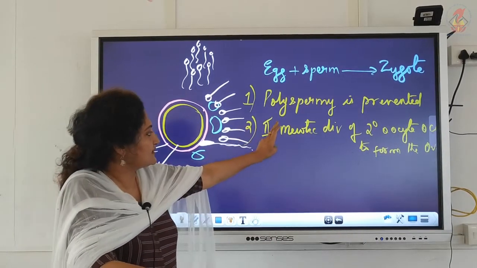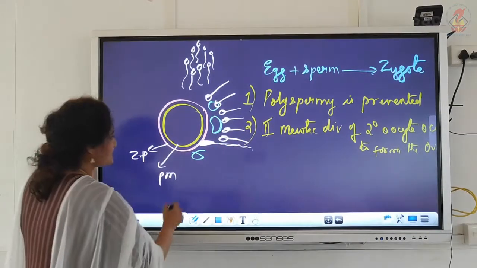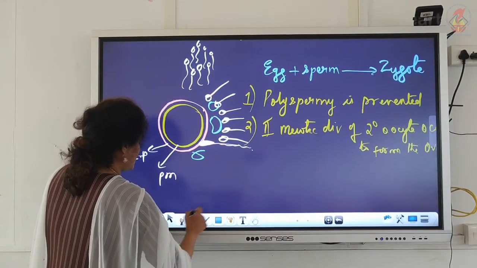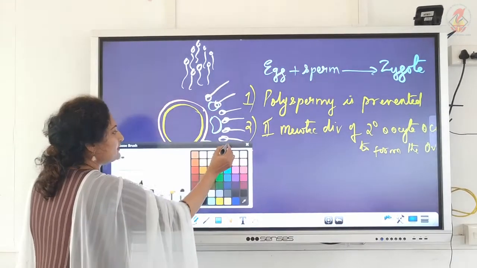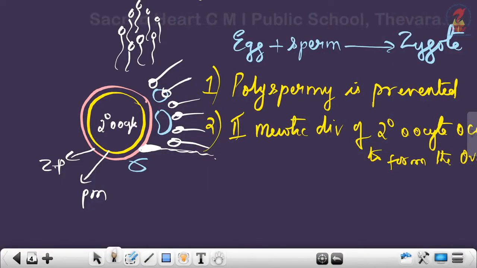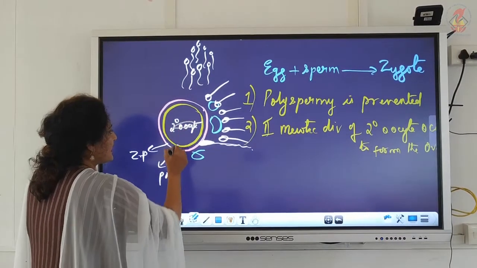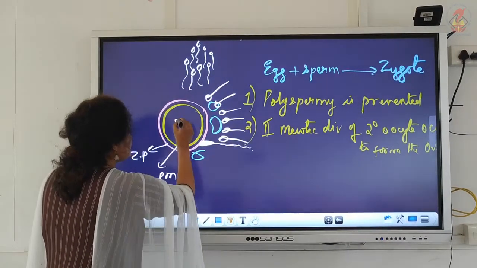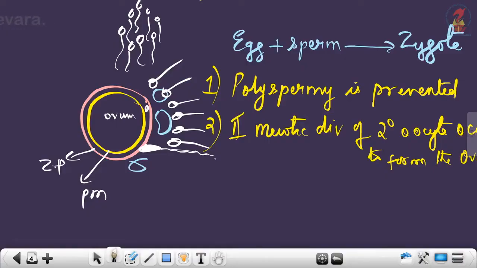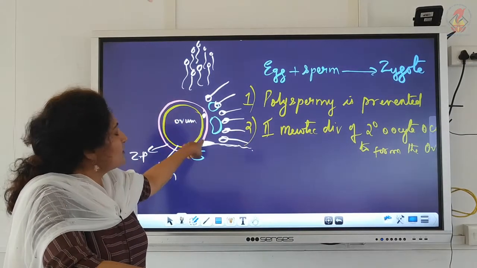The second event that is induced due to this contact is the second meiotic division. Just before the sperm head comes in contact, this is called the secondary oocyte. But once the sperm head comes in contact with the secondary oocyte, what happens? The second meiotic division occurs, and this becomes the ovum, and the second polar body is formed. So the second meiotic division occurs when the sperm head comes in contact with the zona pellucida.